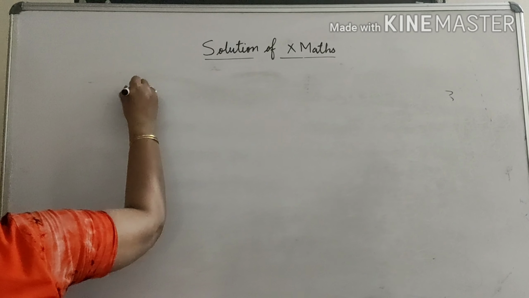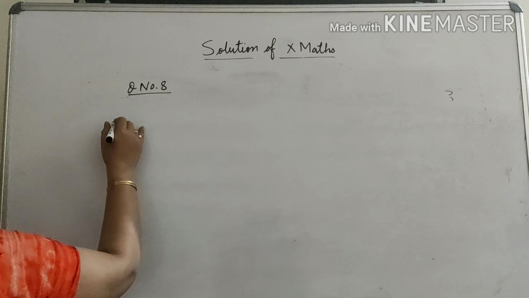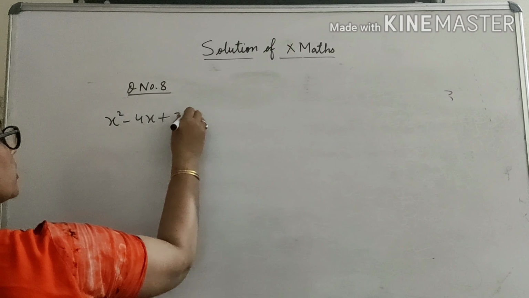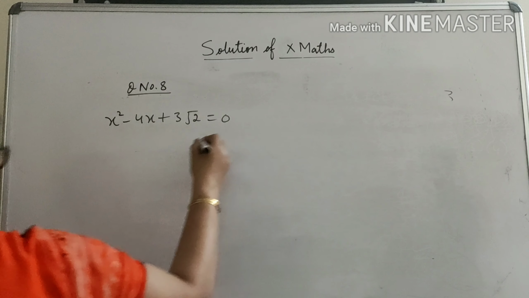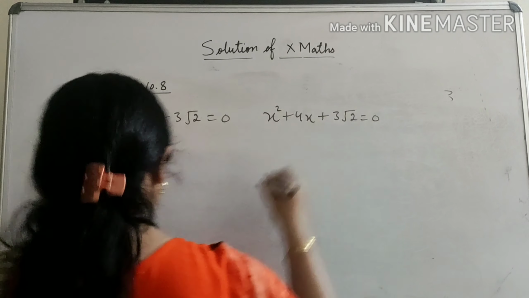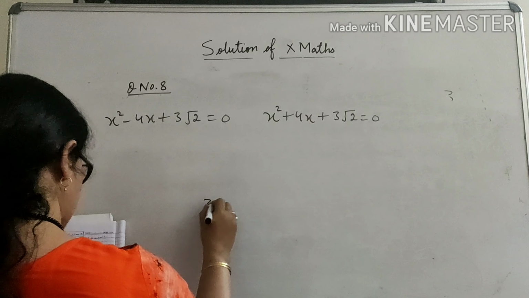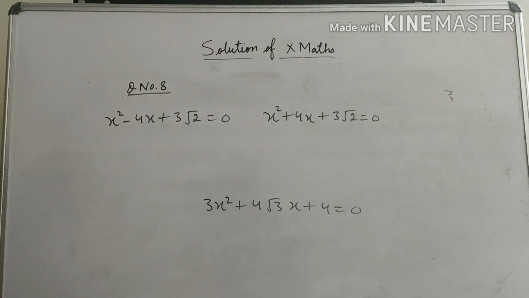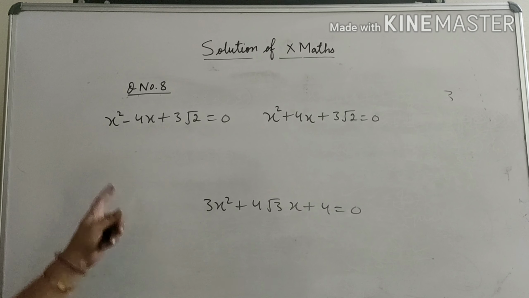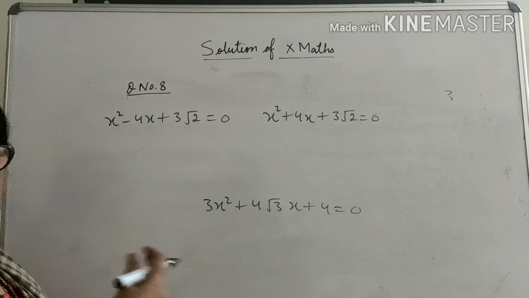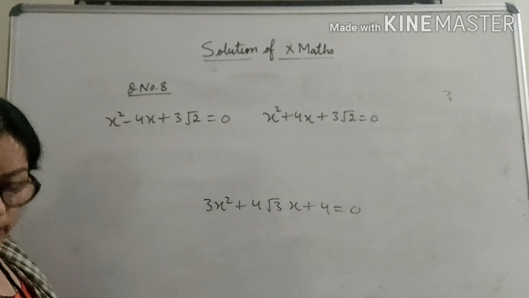Now question number 8. In question number 8 he is asking which equation has no real roots? x square minus 4x plus 3 root 2 equal to 0; x square plus 4x plus 3 root 2 equal to 0; and 3x square plus 4 root 3 x plus 4 equal to 0. Three equations are given to us and he is asking which equation has no real roots, meaning discriminant is less than 0. So we will find the discriminant in every equation. Where the discriminant is less than 0, that will be our answer.